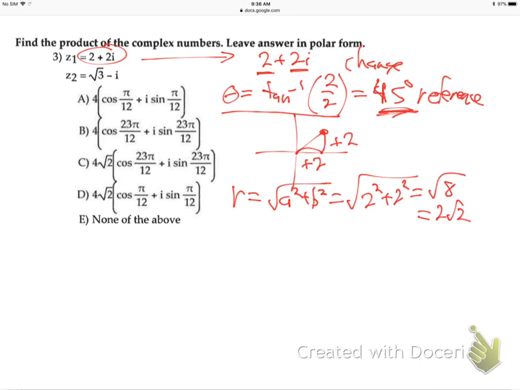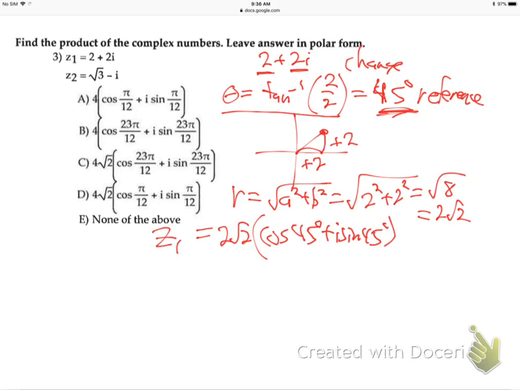Okay, so we got that angle, so we got that one. So when all is said and done, this one becomes 2 root 2, you just put that in the front, cosine of 45 plus i sine 45. That's now the new version of Z1, the first complex number. You ignore the i when you do the r, when we're looking for r. Yeah, right, ignore the i. That's right. Is that good on that? So that's Z1. Let's go find Z2 now.